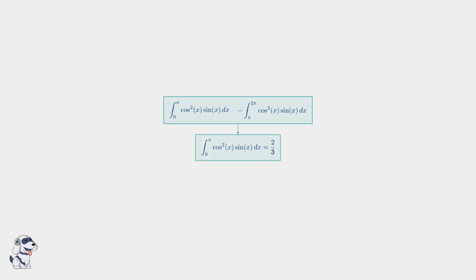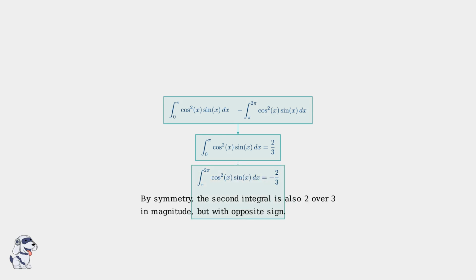Using the substitution u equals cosine x, the first integral evaluates to 2 over 3. By symmetry, the second integral evaluates to negative 2 over 3. The total integral is 2 over 3 plus negative 2 over 3, which equals 4 over 3. Therefore, the definite integral evaluates to 4 over 3.